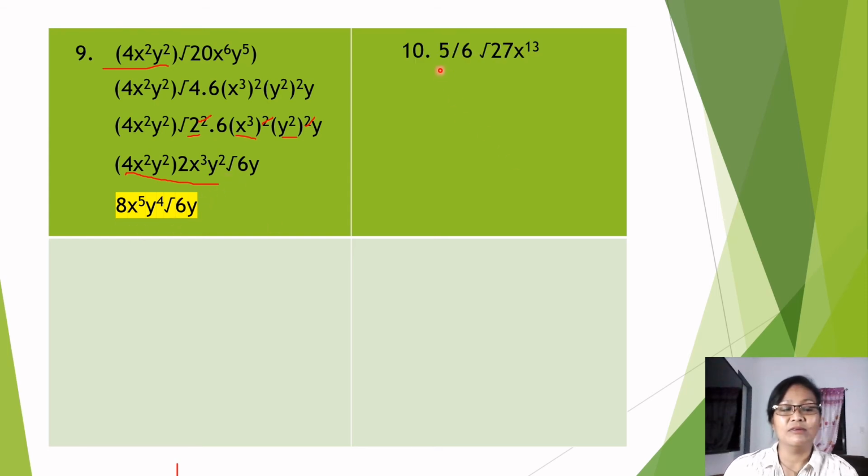Number 10, 5 all over 6, square root of 27x cubed. First, copy the term outside the radical sign, then factor the radicand. So we have 5 all over 6, square root of 9 times 3, x to the 6th power raised to 2, and then the remainder, x.